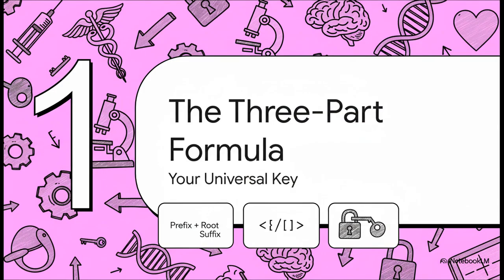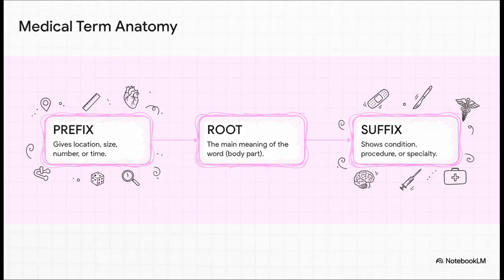So, what is the secret key I'm talking about? Well, it's a simple three-part formula that unlocks pretty much the vast majority of medical terms out there. And once you see it, you're going to see it everywhere. Here it is. This is the whole shebang. Almost every medical term you'll encounter is built with these three parts. First up, you've got the prefix, which tells you things like location, size, or time. Then, in the middle, you have the root. That's the main meaning, usually part of the body. And you finish it off with the suffix, which describes a condition or a procedure.